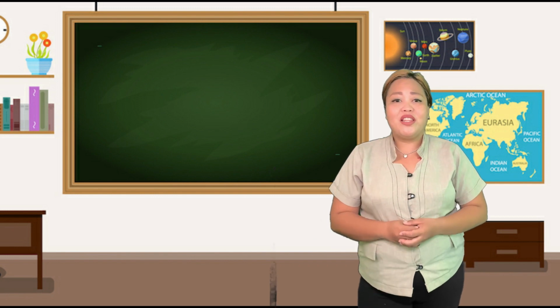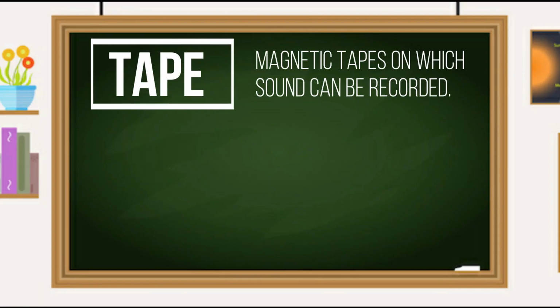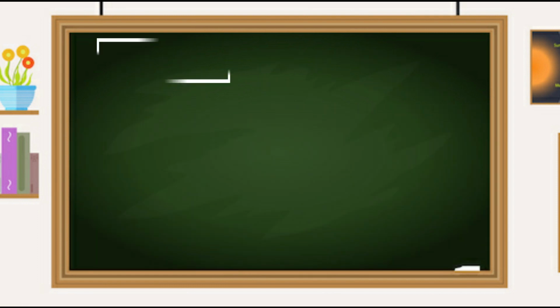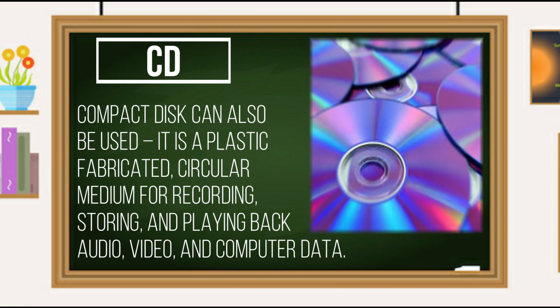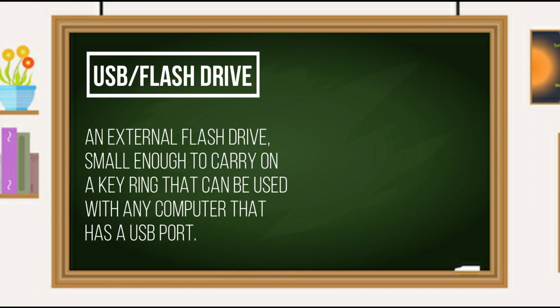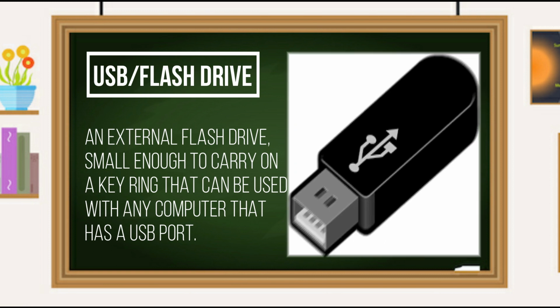Class, it is very important that this audio media are carefully stored. Let us find out how it's done. Via tape. Magnetic tapes on which sound can be recorded. CD or compact disc can also be used. It is a plastic fabricated circular medium for recording, storing, and playing back audio, video, and computer data. USB or flash drive. An external flash drive small enough to carry on a key pin that can be used with any computer that has a USB port.